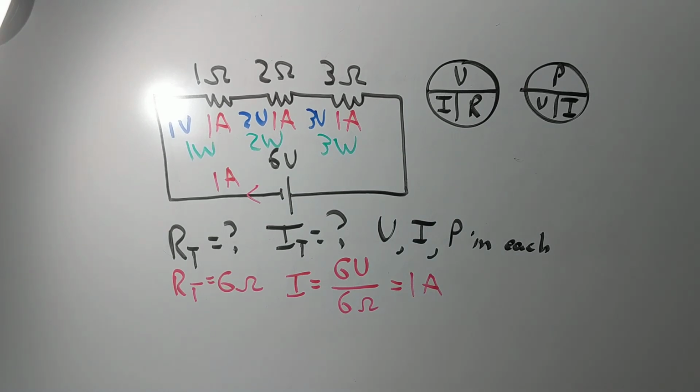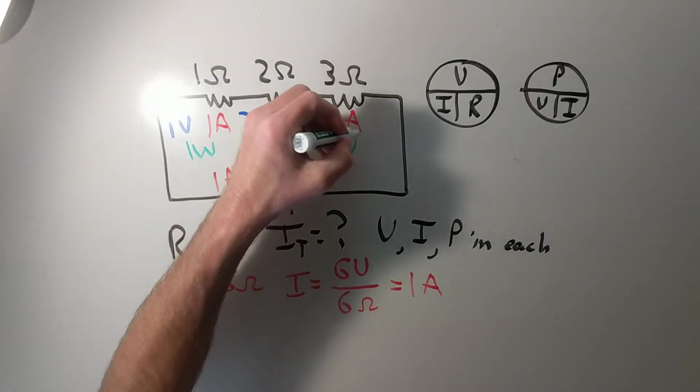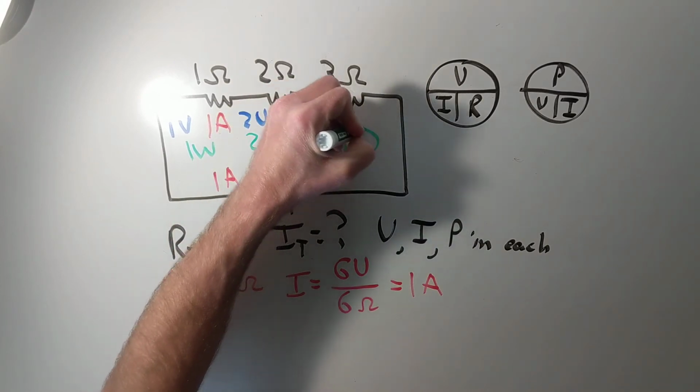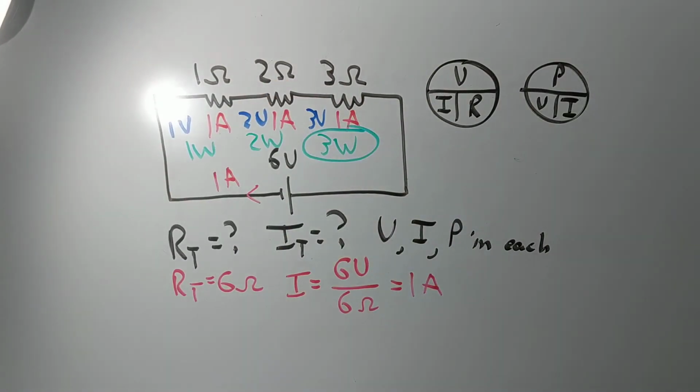Now, a question that comes up somewhat regularly is, what if these were light bulbs? If these were light bulbs, which one would burn the brightest? Well, when you're looking at which one burns the brightest or gives off the most energy, it's always the one with the most power. So notice this would be the one that gives off the most energy. If it were a light bulb, it would give off the most power and therefore it would burn the brightest.